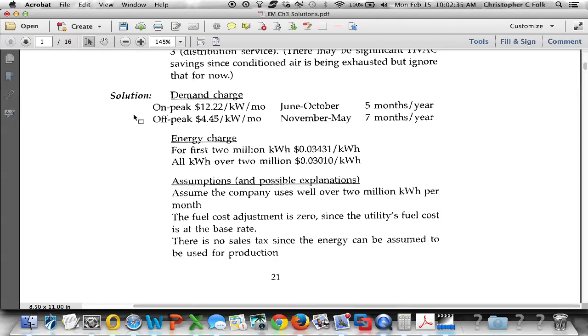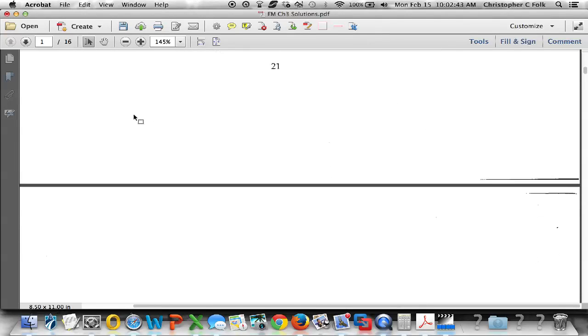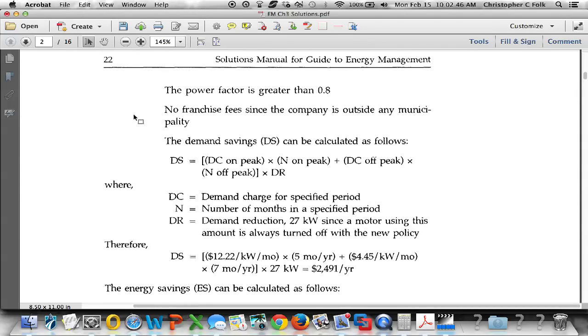Since they're in production, as a business, there will be no sales tax on this energy because it's used for production. Okay? So this is the kind of thing an energy manager is going to know about in a plant. So this is why I'm bringing it up here and letting you learn about them. The power factor is greater than 0.8, meaning this company knows how important power factor is, and they've made the adjustments with the capacitors so that they are within the 80%. And they also state that there are no franchise fees since the company is outside any municipality.